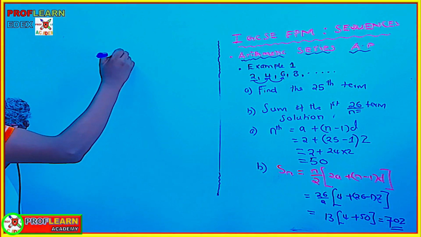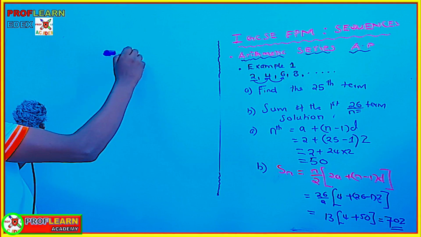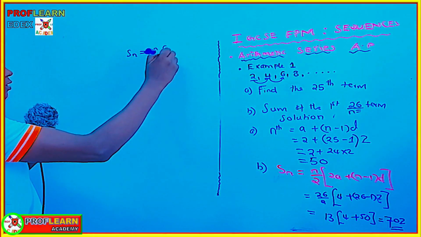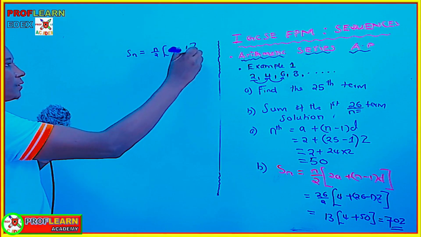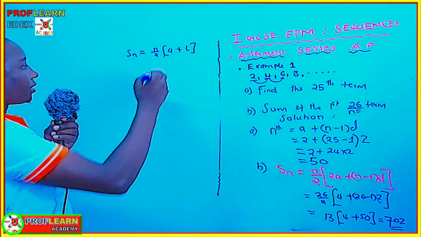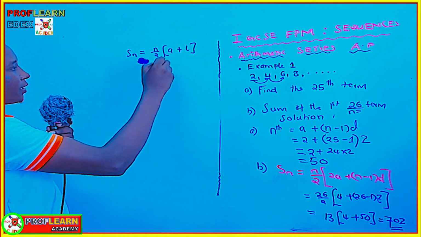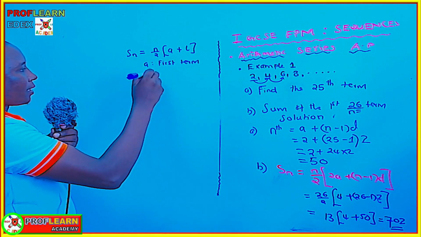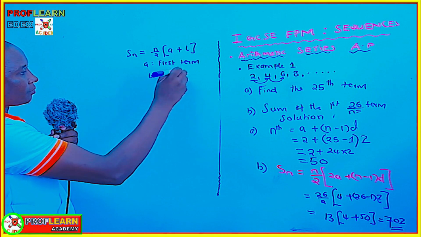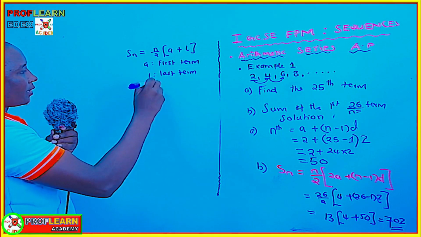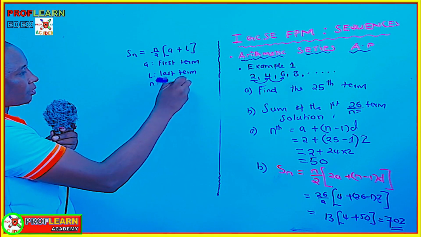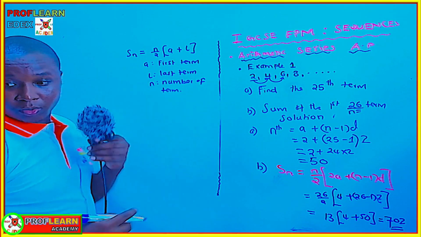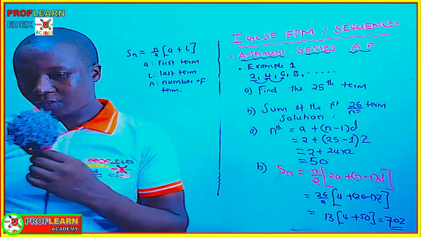You also need to understand how to use the formula: sum of n terms is equal to n over 2 into a plus l, where a is the first term, l is the last term, and n is the number of terms. So you need to understand how you can be able to use this formula.